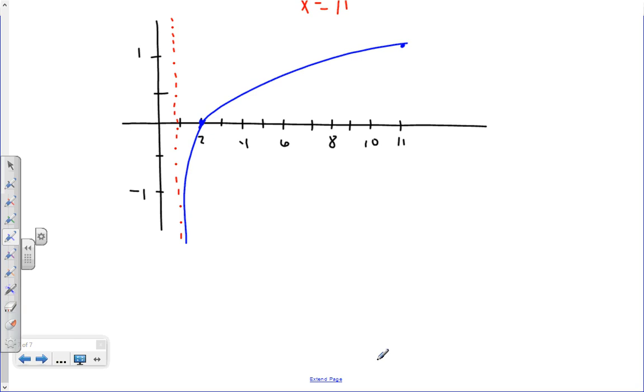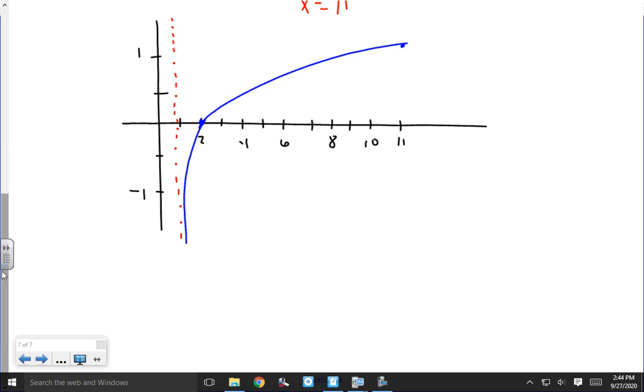Again, you can grab your calculator and check it out, but you should get to the point where you're comfortable looking at the equation and thinking about the transformations you see there to come up with the graph. All right, look at part B.